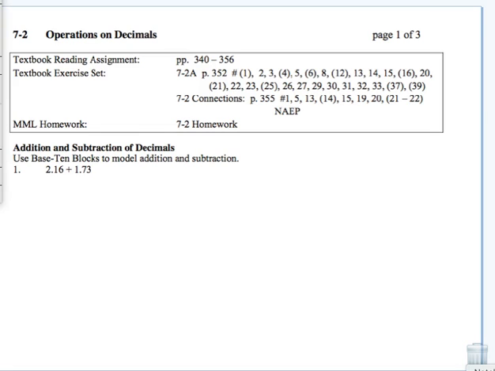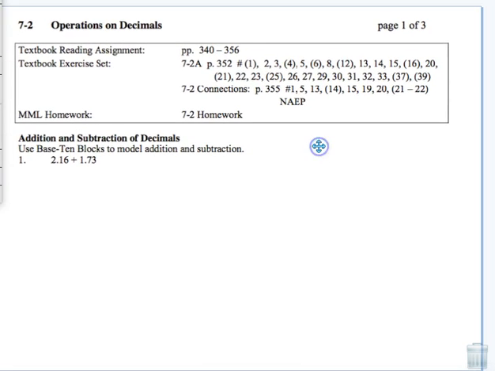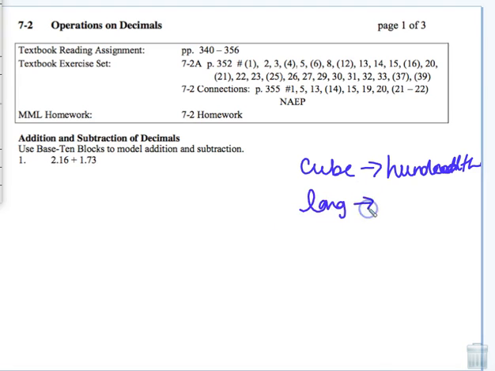On number 1, the smallest place value that I have here is the hundredth, so I'm going to make myself a note that the cube defines the hundredth spot. The long then would be describing the tenth place, and then the flat would represent the ones place. So what I want to do is add 2 and 16 hundredths to 1 and 73 hundredths using base 10 blocks.